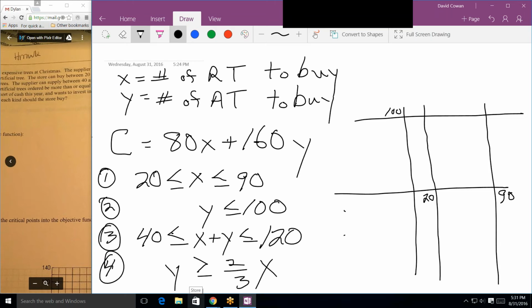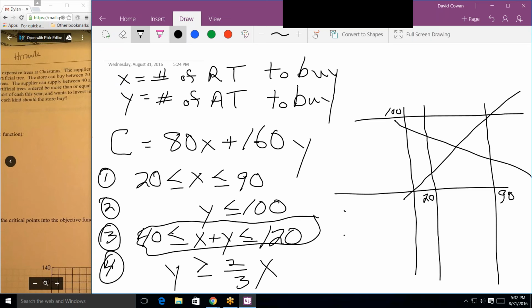Number 4, Y has to be greater than or equal. Actually, unfortunately, I have a 5:30 that I'm going to have to go to, so let me just help you here. That's the slope, 2/3, goes through the origin. So it's a line like that. Okay? The only one we haven't graphed is that one, and you're going to have to do that. And it looks to me like that one's going to graph something like that.